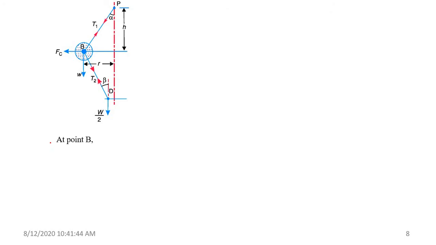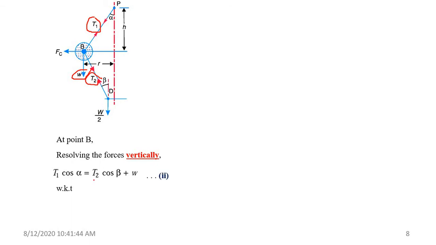Next, by using the resolution of forces method, total horizontal forces and vertical forces are resolved. First we have to find the forces in the vertical direction. What are all the vertical forces acting? T1 cos alpha is equal to T2 cos beta plus W, the fly ball weight. So this is equation number 2.